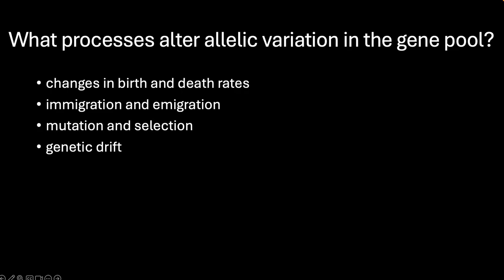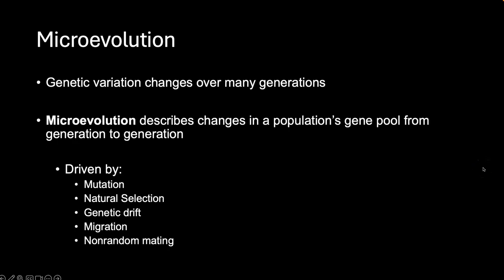So, what are the things that lead to allelic variation in the gene pool of a population? Well, they're basically the conditions of the Hardy-Weinberg, including changes in birth and death rates, immigration in or emigration out of the population, mutations, and natural selection, and lastly, genetic drift. The factors that affect allelic variation in a population fall under the umbrella of microevolution. This term describes changes in a population's gene pool from one generation to the next.